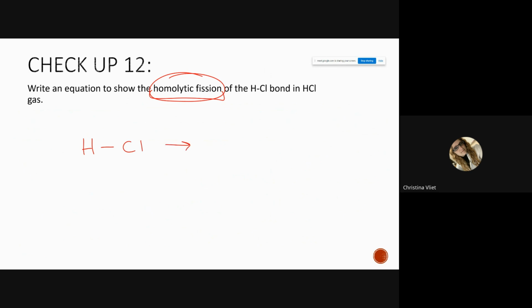How do we show this? Fission means what? Break. Fission means break. Right? Homo means one goes to each. So do we do half arrows or full arrows? Half arrows, one to each. So what are our products? H with a big CO. Perfect.